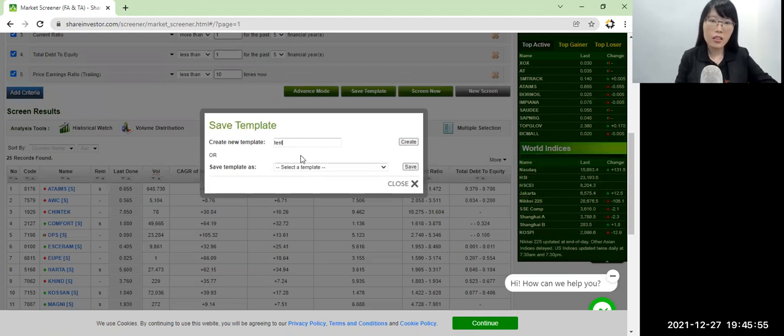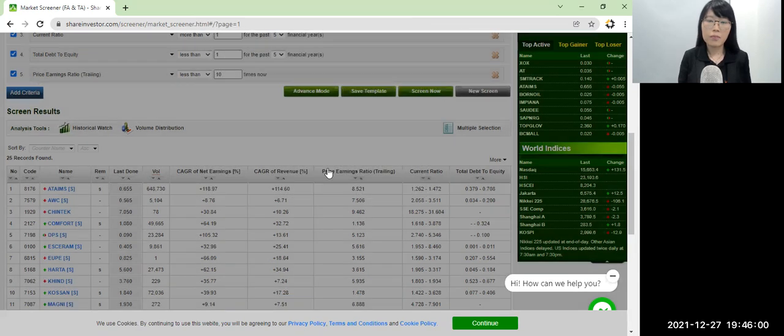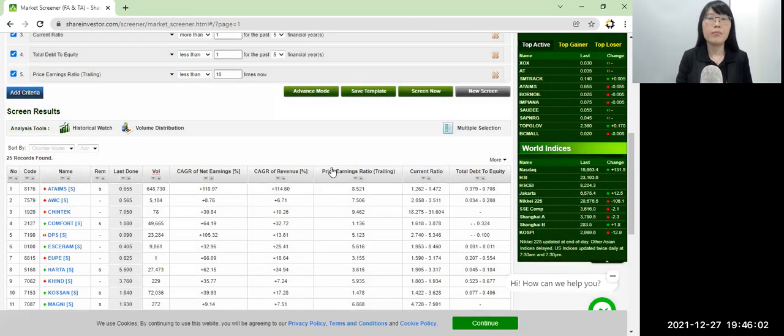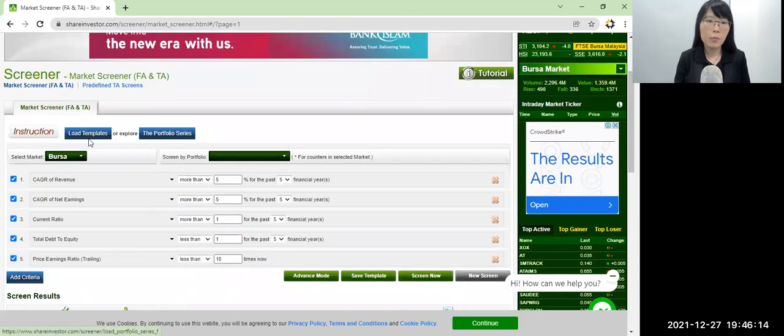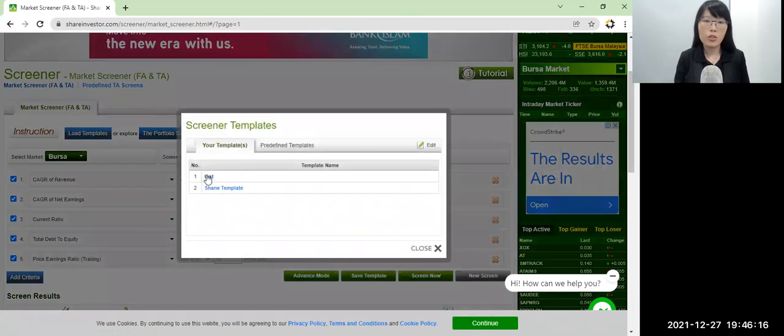Okay, create. Okay, so next time after you save, when you want to open it back, you can go to the load templates and choose the one you saved.